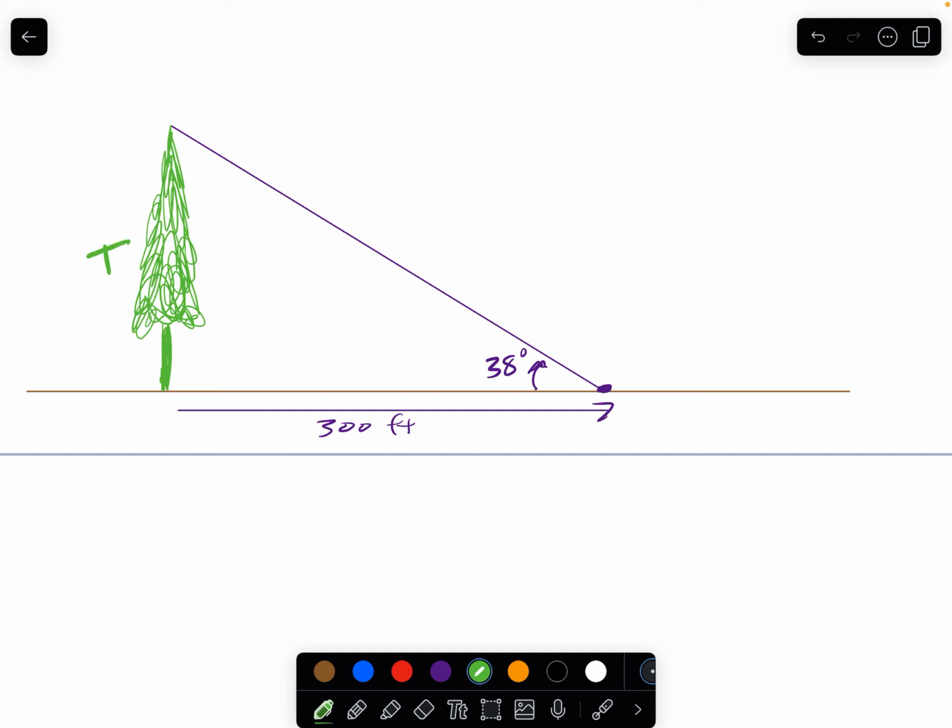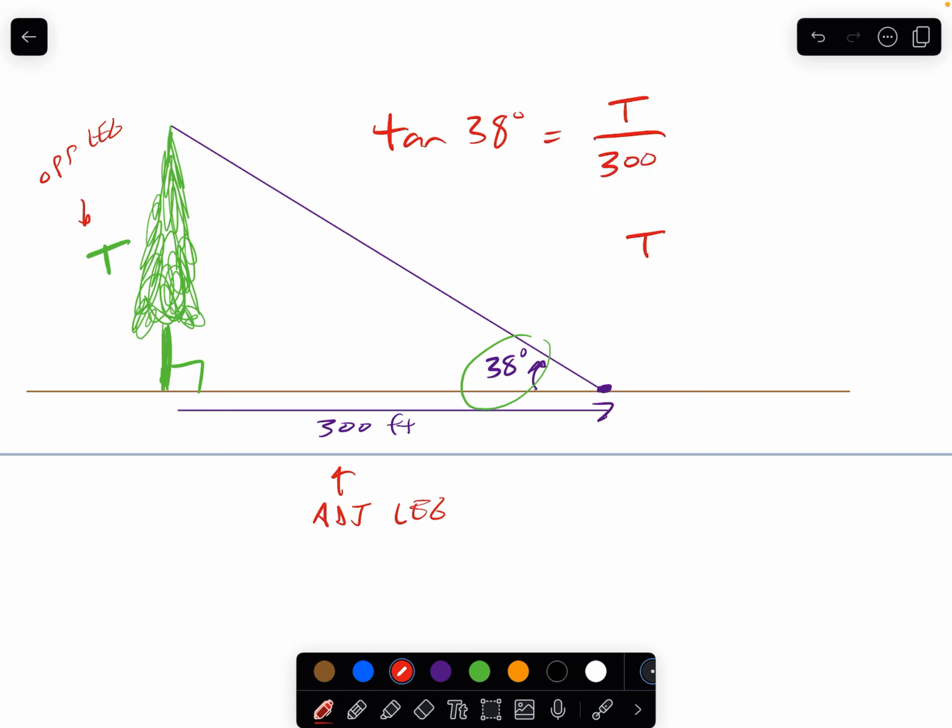Well, we could use that to figure out the height of the tree, because we basically have a right triangle in this picture, right? The tree presumably grows straight up. So that's perpendicular to the ground. Here's 38 degrees. From the point of view of 38 degrees, this is the adjacent leg. This is the opposite leg. So those are related by tangent. Tangent of 38 degrees would be t over 300. So t would be 300 times tangent of 38 degrees.